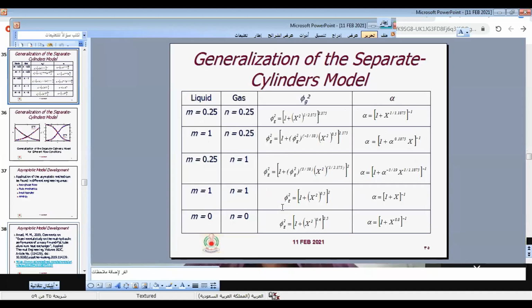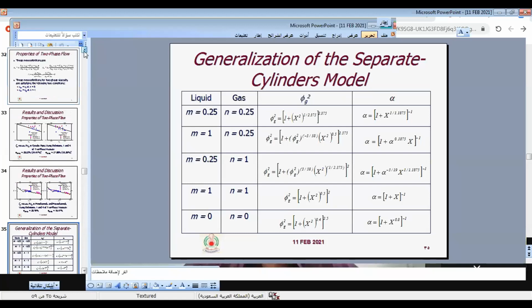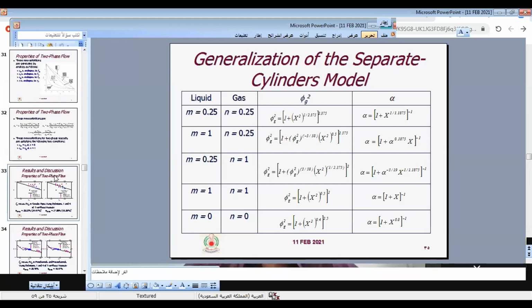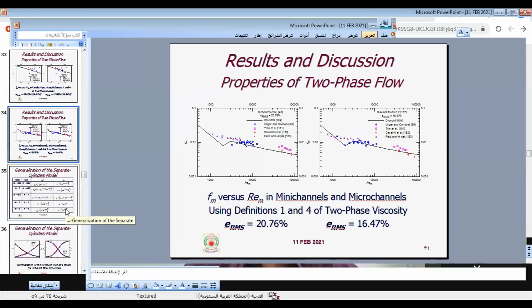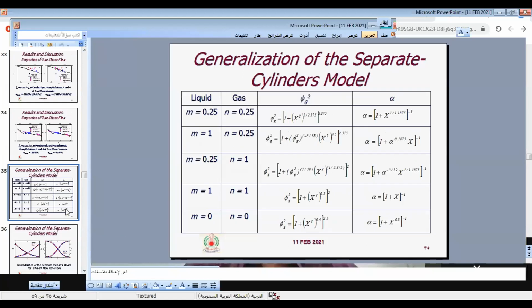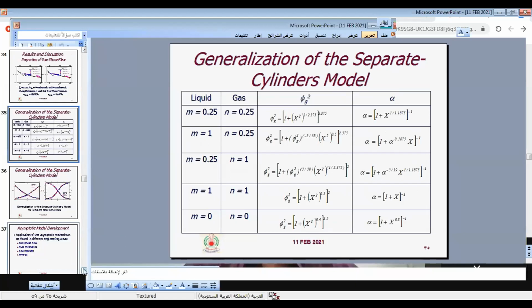And in this table, before I introduce my second method, which is related to the asymptotic approach, the Turner model, which was introduced in 1966, I make a general model for different scenarios.